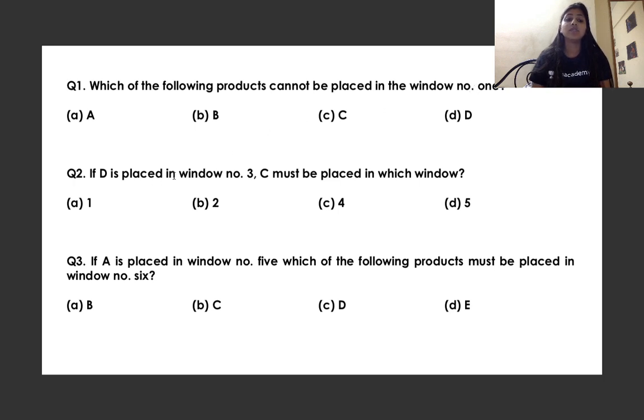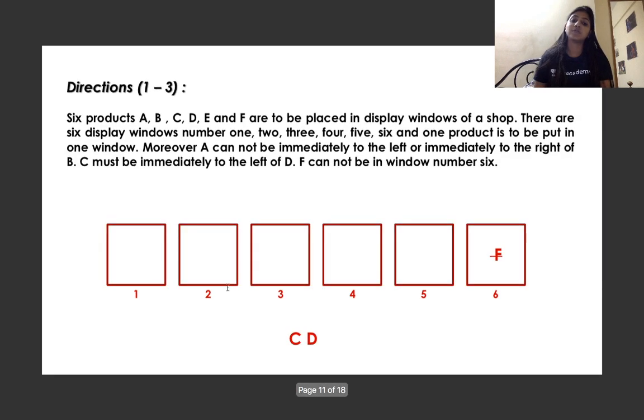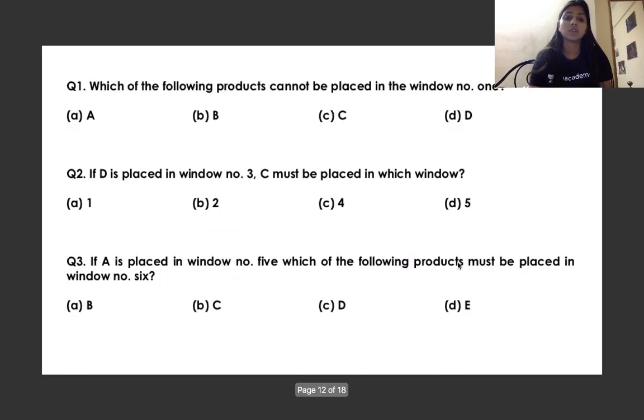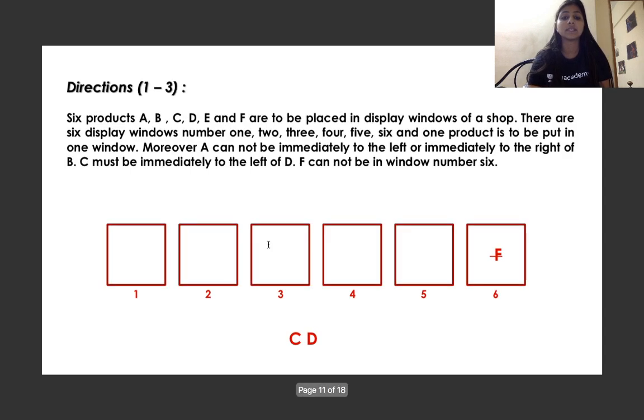Next, if D is placed in window number 3, C must be placed in which window? So if D is in 3, C, which is immediately to the left of D, will be in window 2. So option B. And last question, if A is placed in window number 5, then which of the following products must be placed in window number 6?